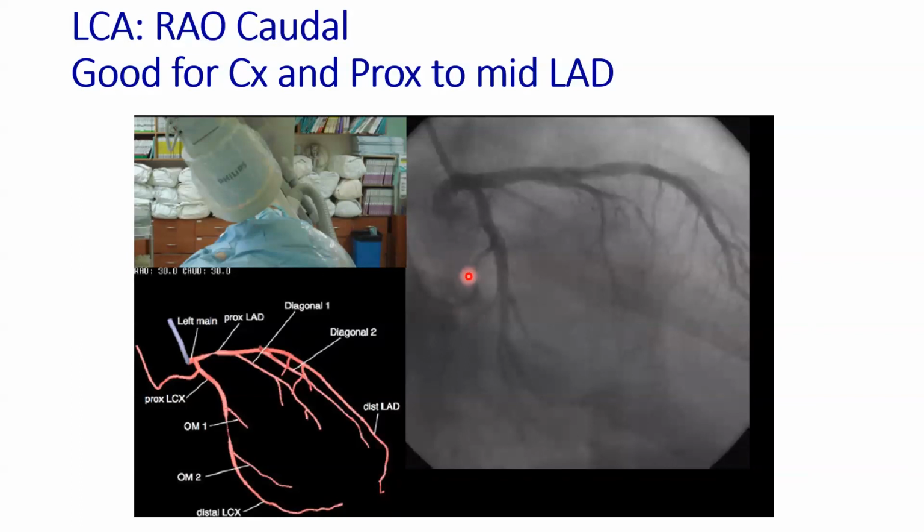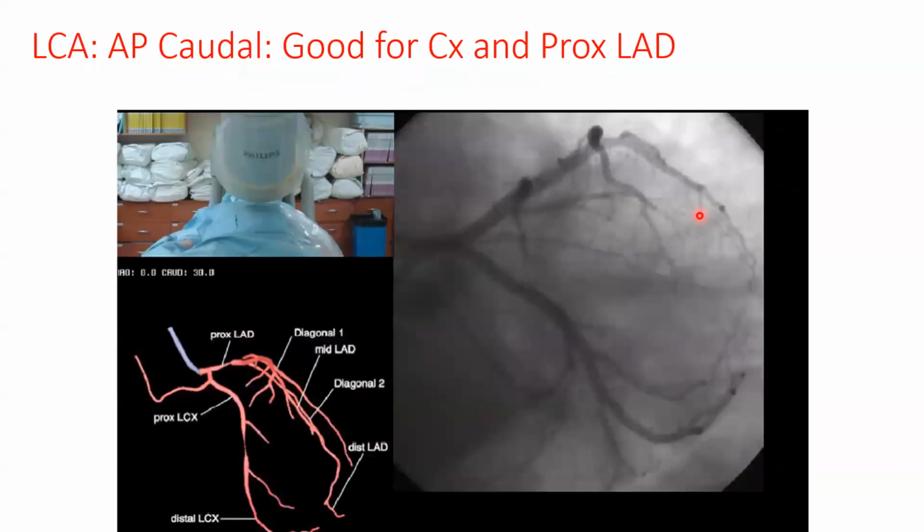Here is an example of a left coronary artery injection, where the view is RAO caudal. We're seeing the left circumflex artery in front of us and the left anterior descending artery. We can easily identify the proximal and mid segments of the left circumflex and the proximal and mid segments of the LAD by this view.